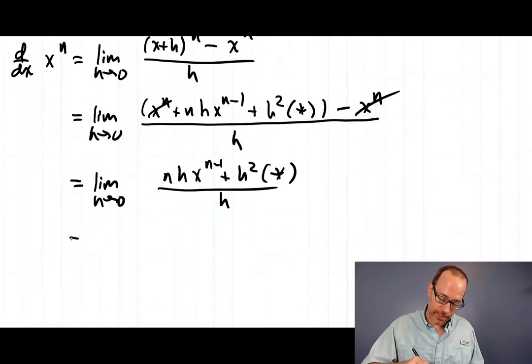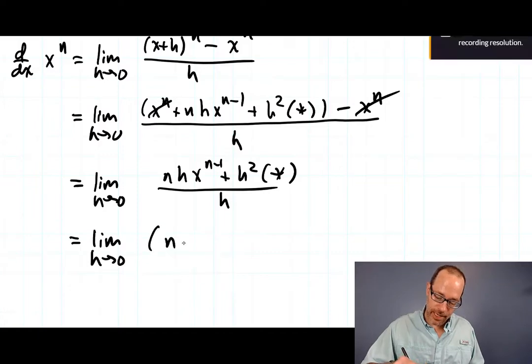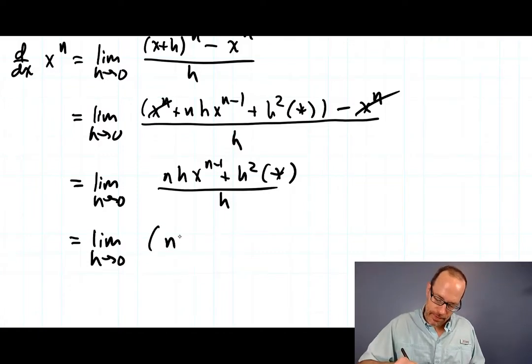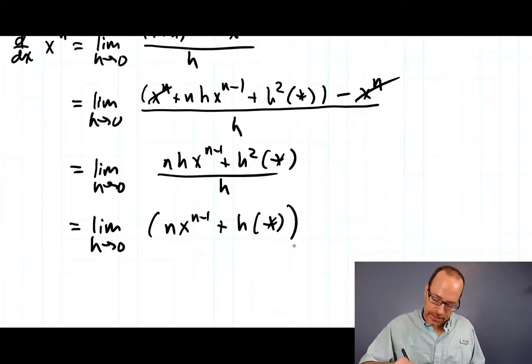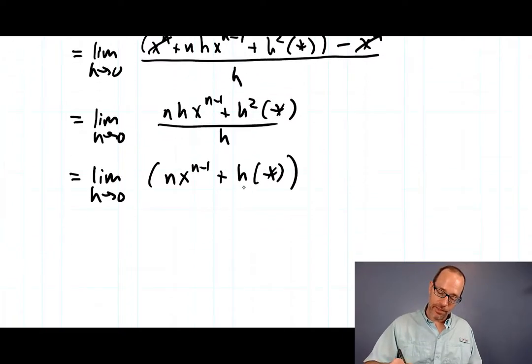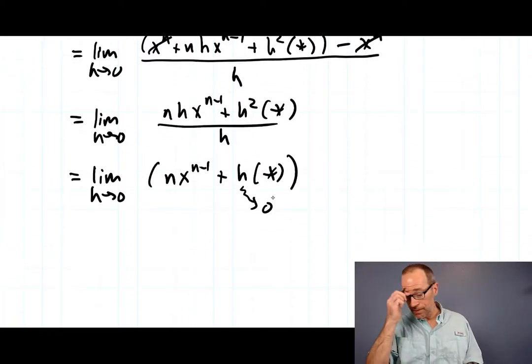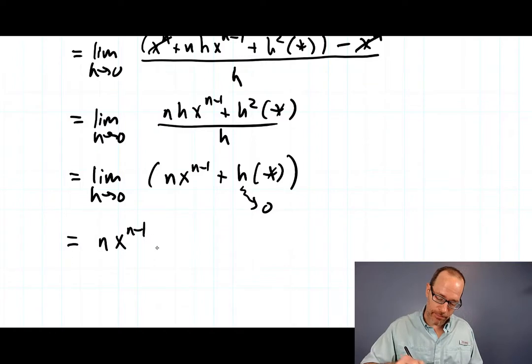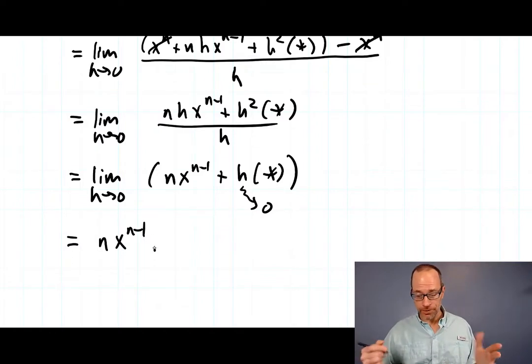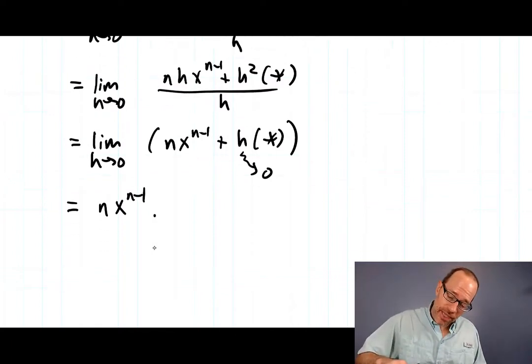We can divide out an h everywhere. So we get n x to the n minus 1 plus h times a bunch of other stuff. And then, well, the limit now, this h is going to 0, so it doesn't matter what the rest of that crud was. It all dies in the limit, and you just get n x to the n minus 1. And that's what the power rule said. All right, now let's look at the exponential.